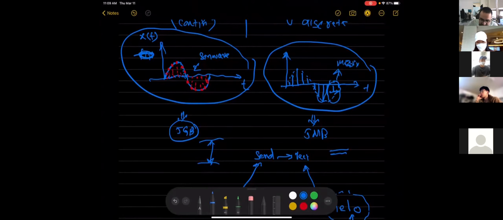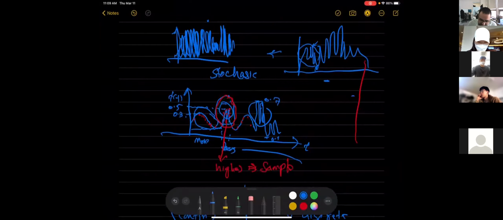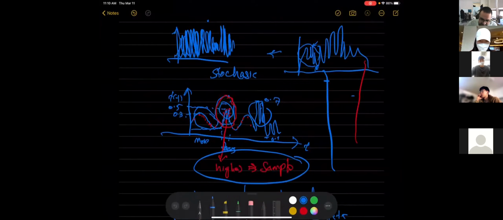And why does that missing happen? Because we did not sample the signal well. And how do we sample it? That is what I explained to you just a while ago. We consider the highest frequency component. Why do we need the highest frequency component?